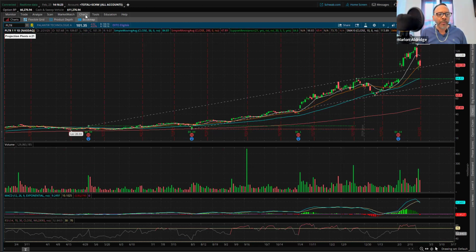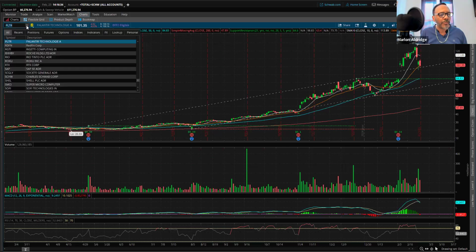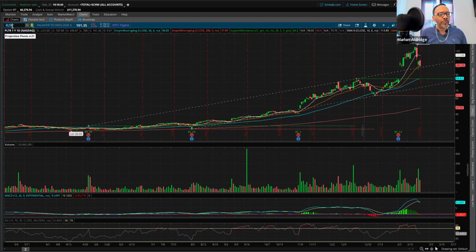So here we can see I'm on charts, and I pulled up a company called Palantir. You look up in the left corner there in the dialog box that I've just opened up, you'll see Palantir Technology, and the ticker symbol is PLTR. We'd always want to go here and put in the ticker or the company name, and we'll be able to pull that price action up for those companies.